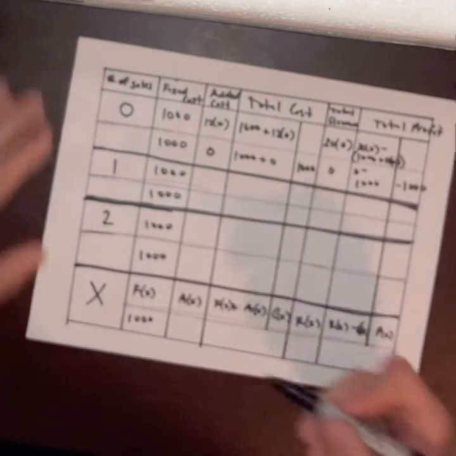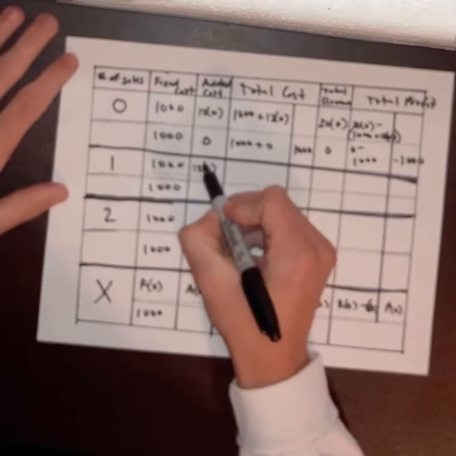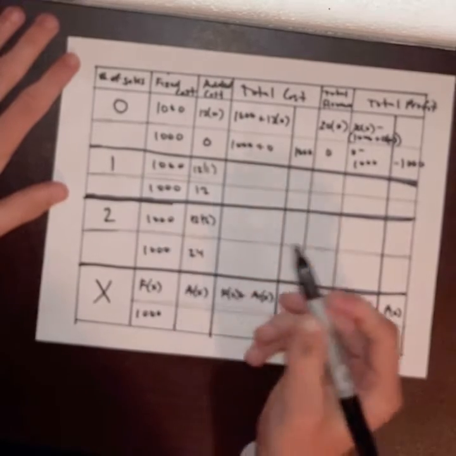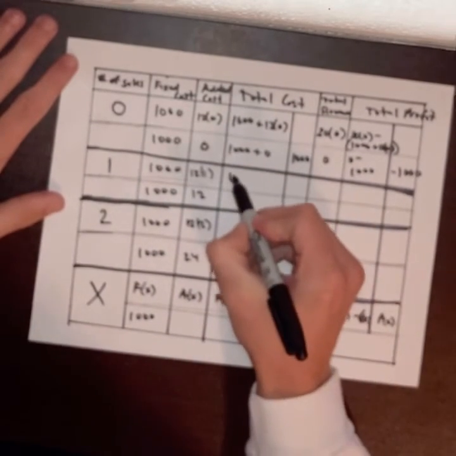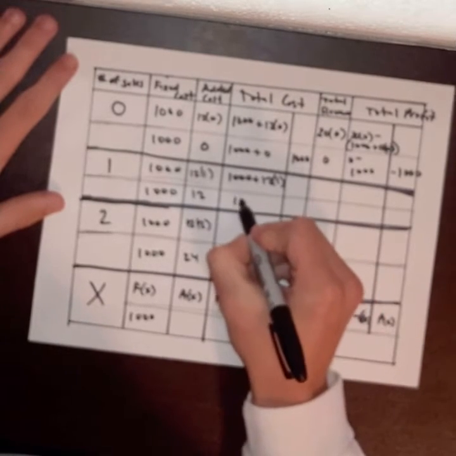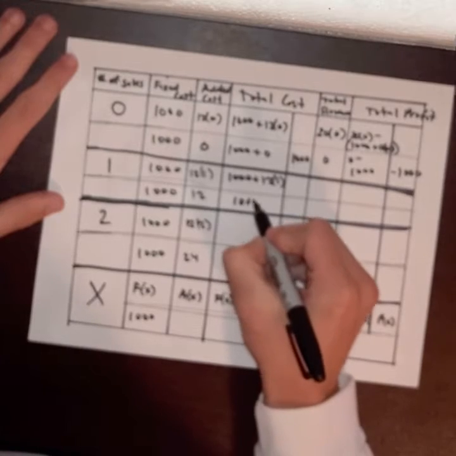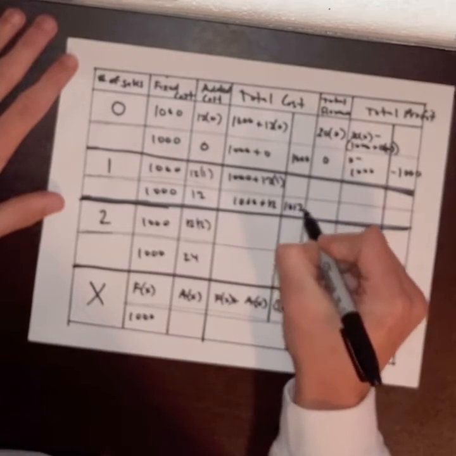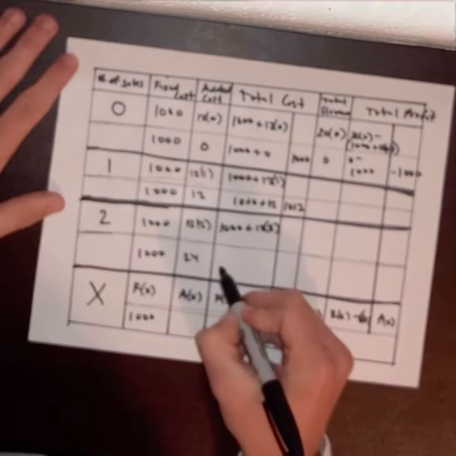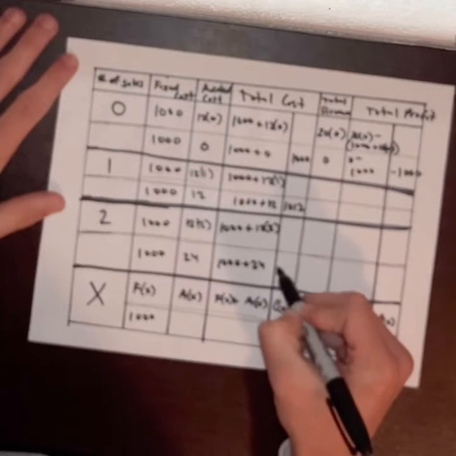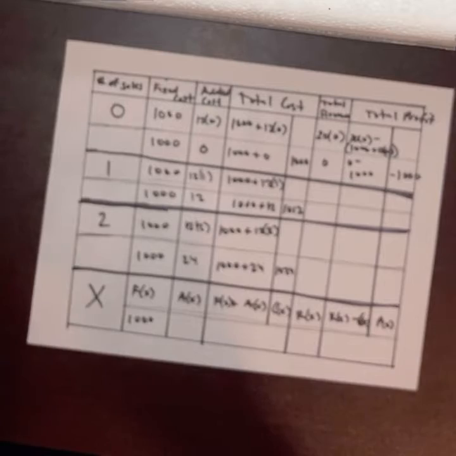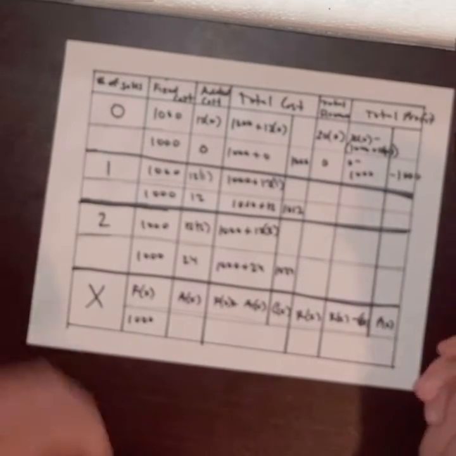So after one sale, it's going to be 12 of 1. Then 12 of 2. That's going to be 12. That's going to be 24. So the total cost is going to be 1,000 plus 12 of 1, which simplifies to 1,000 plus 12, which is 1,012. Same with this one. 1,000 plus 12 of 2 simplifies to 1,000 plus 24. 1,024 is going to be the cost it costs to make 2 t-shirts, or 1,012 to make 1 t-shirt.